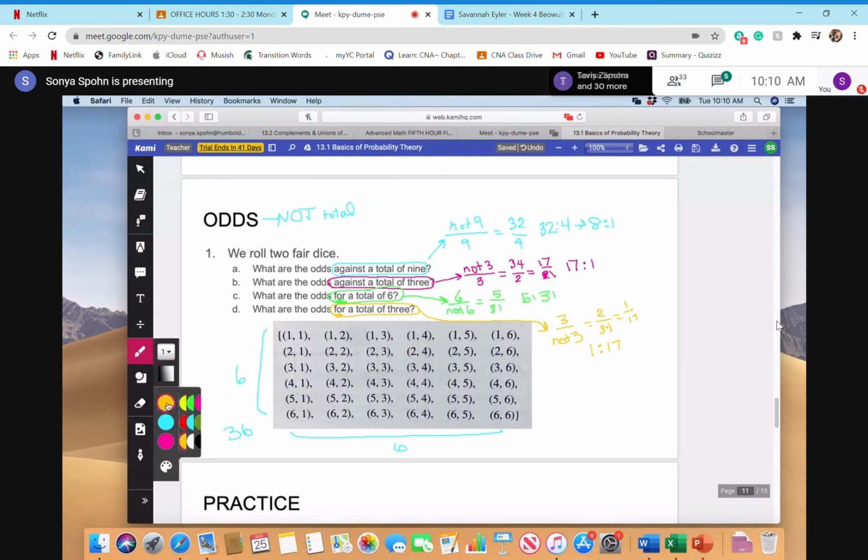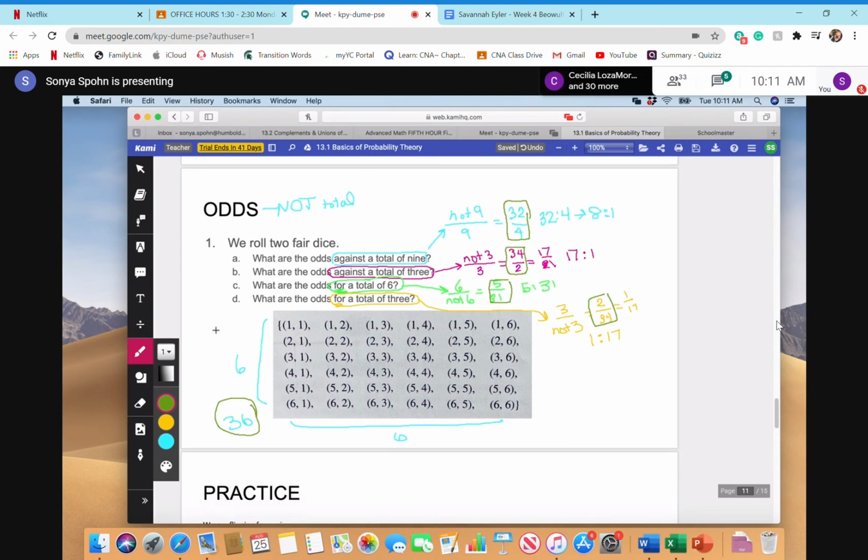Now, what do you notice about your odds? Hopefully you notice this total, 36, was the total outcomes in my sample space, right? When you do odds, these two numbers here, when I add them together, top and bottom, they will equal the total number. So the 36 is not part of this. We're not putting everything over the total. That's probability. But when you do odds, make sure that these two add up to the total number of outcomes. Questions on those?